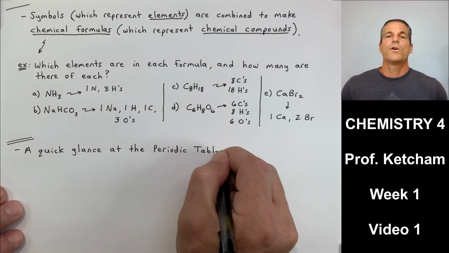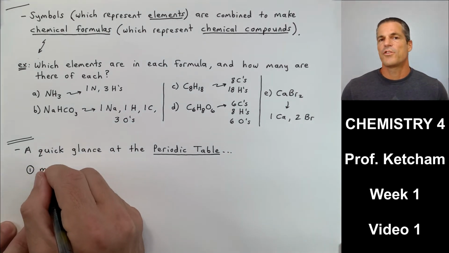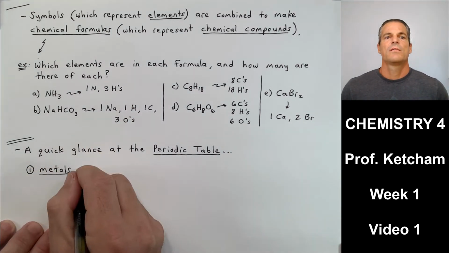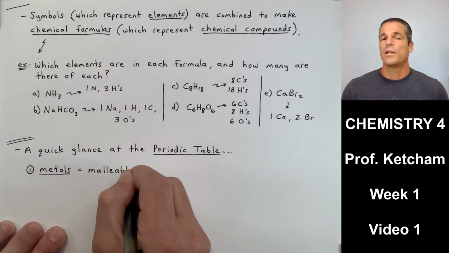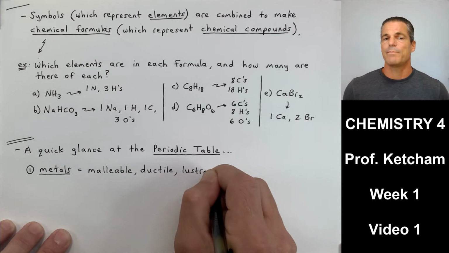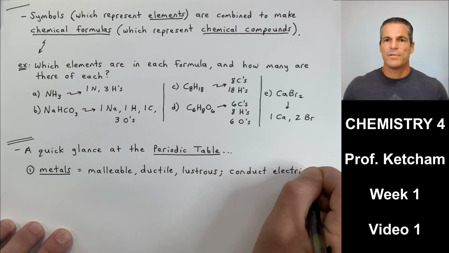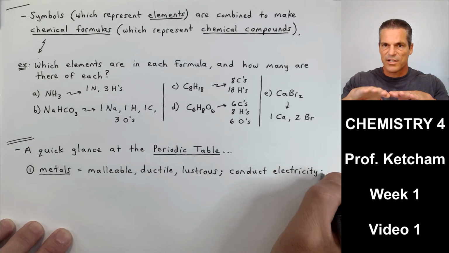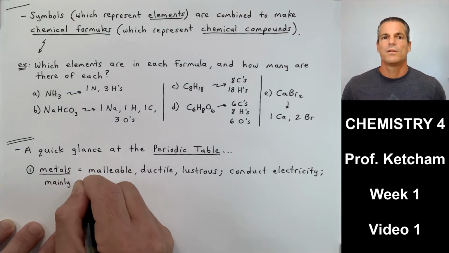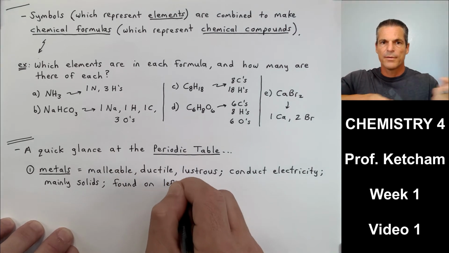All right, so further delving into the periodic table here, we're going to break it down into three main sections. Number one are the metals. Metals are the most abundant type of element on the periodic table. These guys are malleable, which means you can hammer them into thin sheets. You can flatten them out like aluminum foil. Ductile means it can be drawn or pulled into a fine wire.